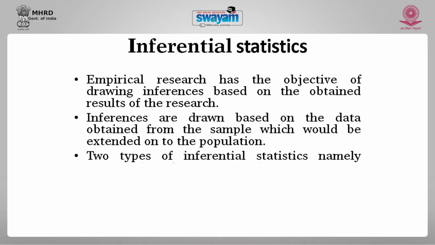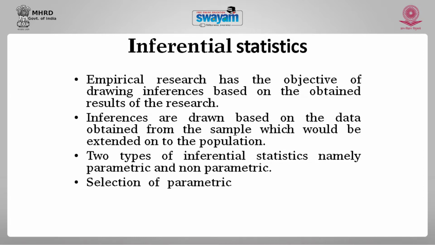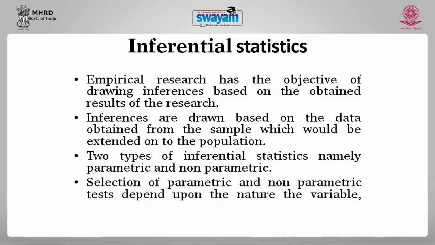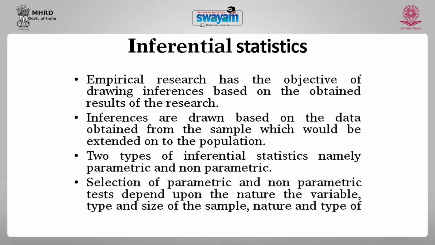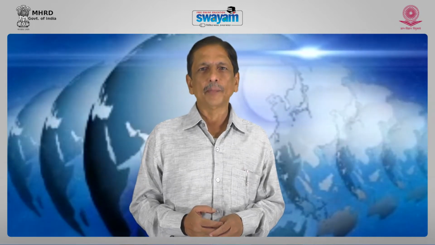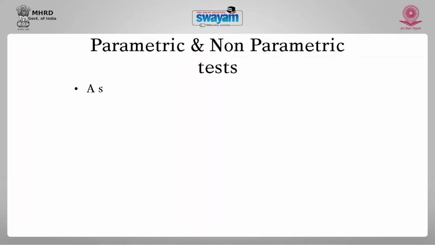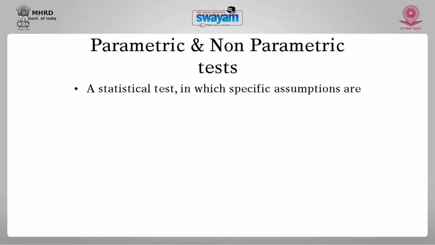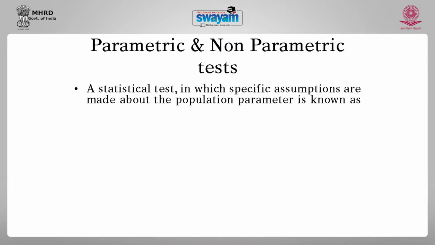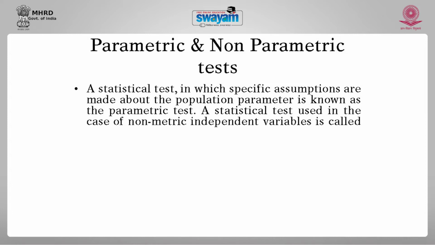There are two types of inferential statistics, namely parametric and non-parametric. Selection of parametric and non-parametric tests depends upon the nature of the variable, type and size of the sample, and nature and type of the data. Now let us know the difference between parametric and non-parametric tests. A statistical test in which specific assumptions are made about the population parameter is known as the parametric test. A statistical test used in the case of non-metric independent variables is called non-parametric test.